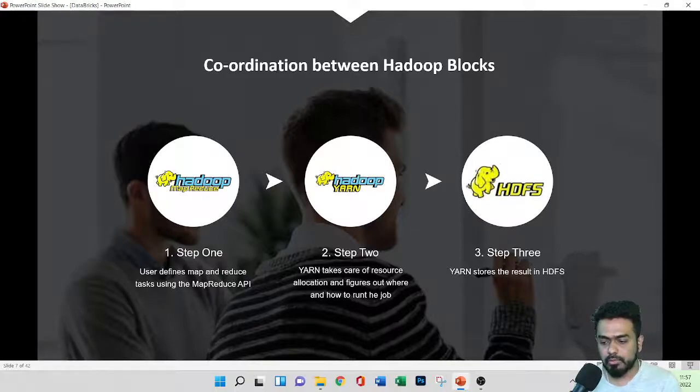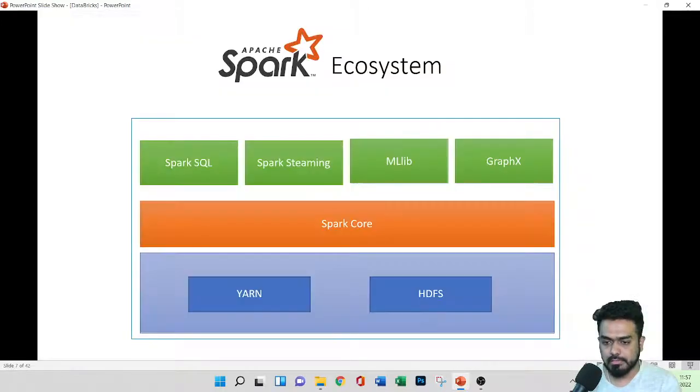In step two, YARN takes care of resources, because to run the analysis we need the network, RAM, CPU, and many more things. So YARN takes care of this resource allocation and figures out where and how to run this particular job. Finally, in step three, YARN stores the result in the Hadoop file system, which is the storage unit in Hadoop.